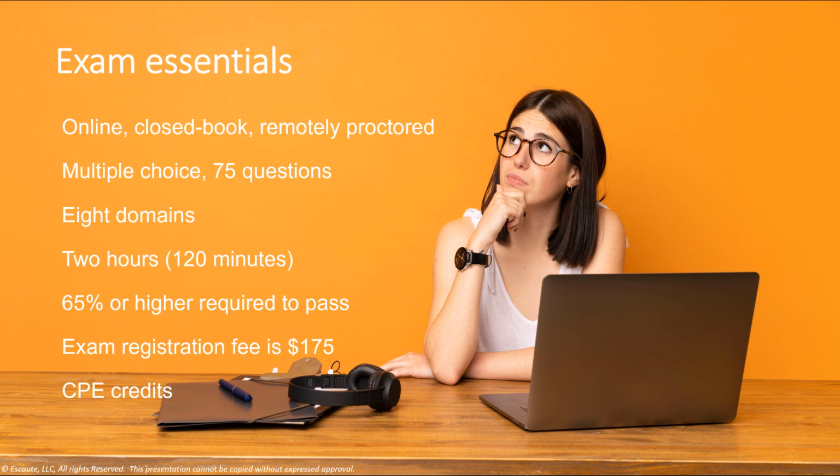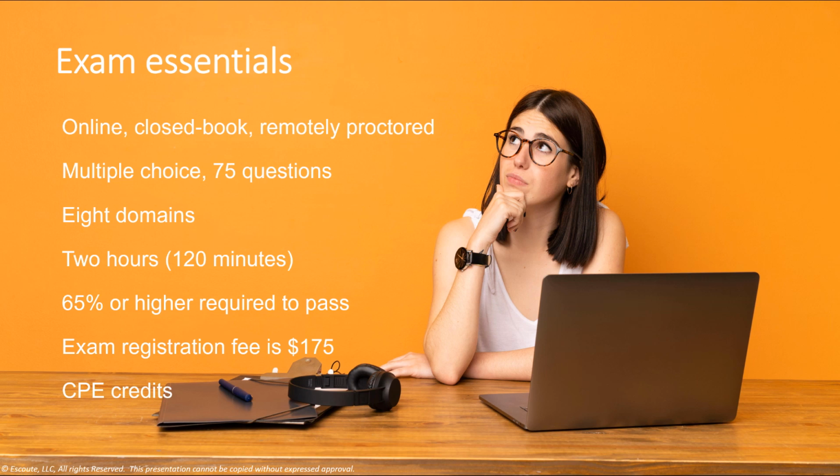This COBIT 2019 certificate exam is online, it's closed book, and remotely proctored. It can be awfully strange if you've never done an exam with an online proctor, but it's not that bad. It's actually pretty easy to take. As said before, this exam covers 8 domains and it includes a total of 75 questions. The number of questions in each domain is based on the domain's assigned weight. I'll have a chart on the next slide that displays the domains and the weights that are assigned to each one of those.